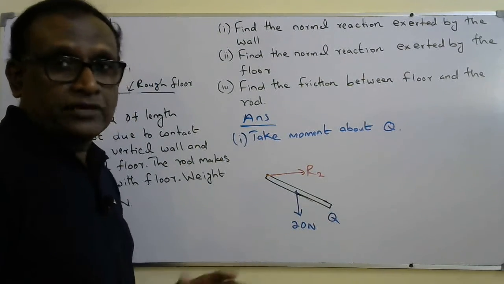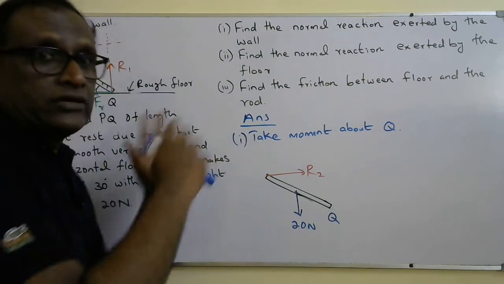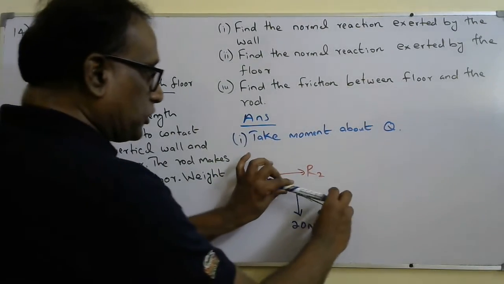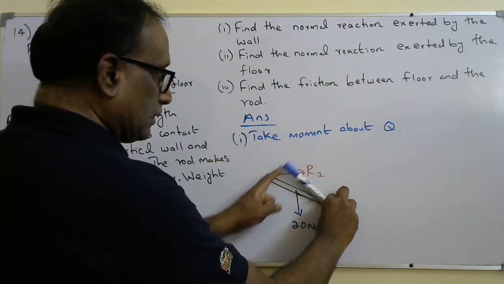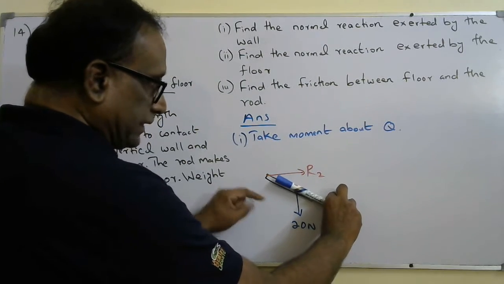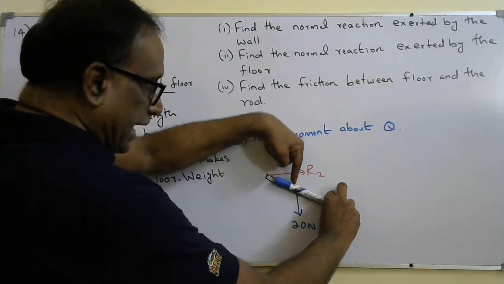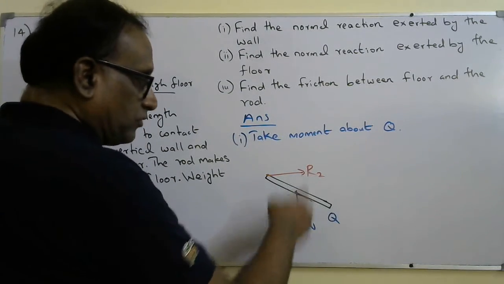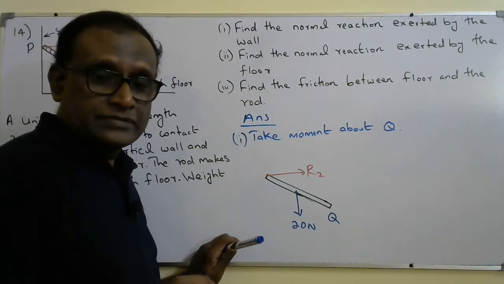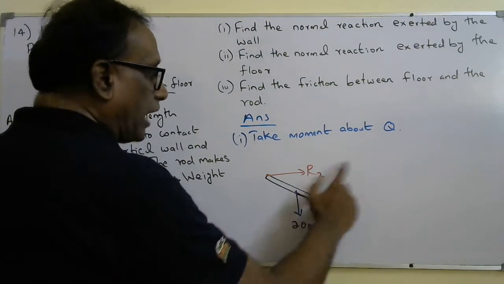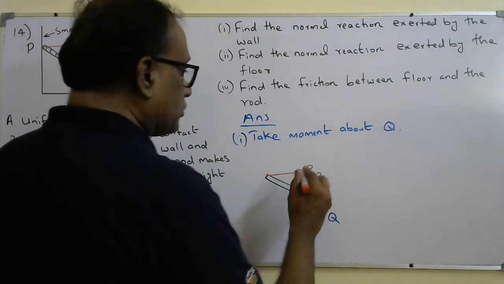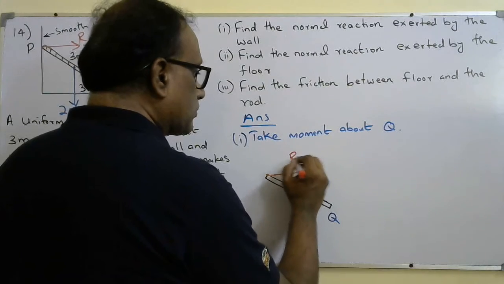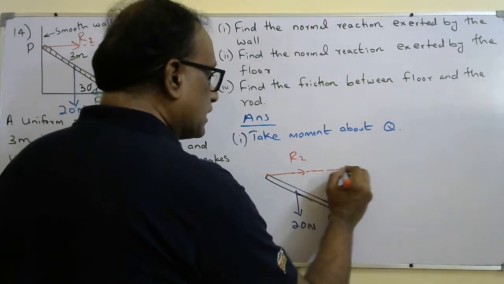The principle of moments says total clockwise moment equals total anti-clockwise moment. So R2 will produce a clockwise moment. The weight, keeping it at Q, will produce an anti-clockwise moment. So what's the moment of R2? The line of action of R2 is along this way.